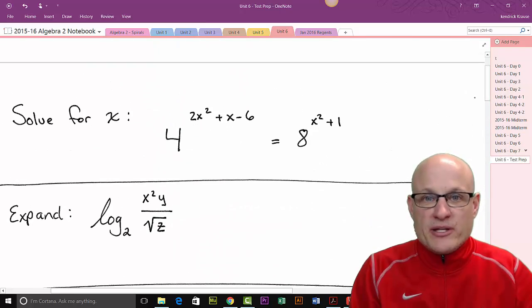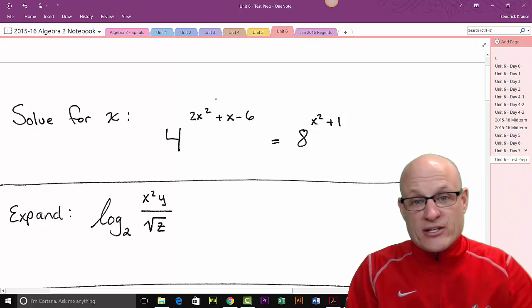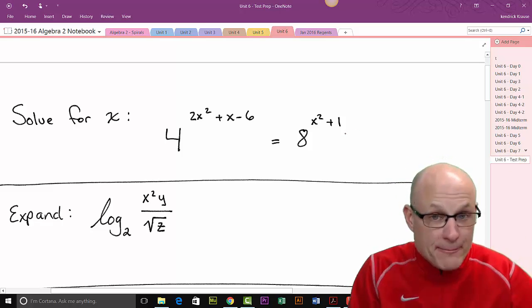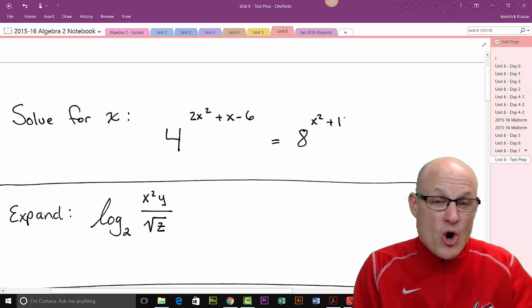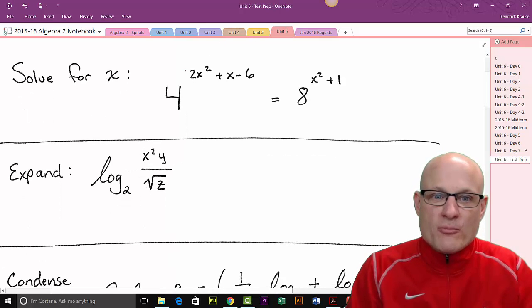There's only a few questions, a couple pages. I'll try to post it as a PDF and then download it, print it if you can. If you can't, then just do the problems on your own separate sheet of paper and then see how you do. Hopefully this helps you with the test. If it doesn't, well, it should. So let's get started.